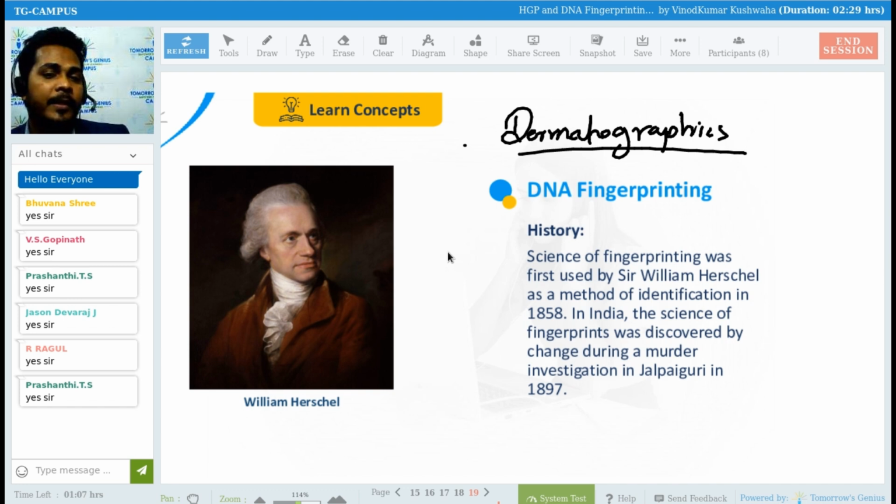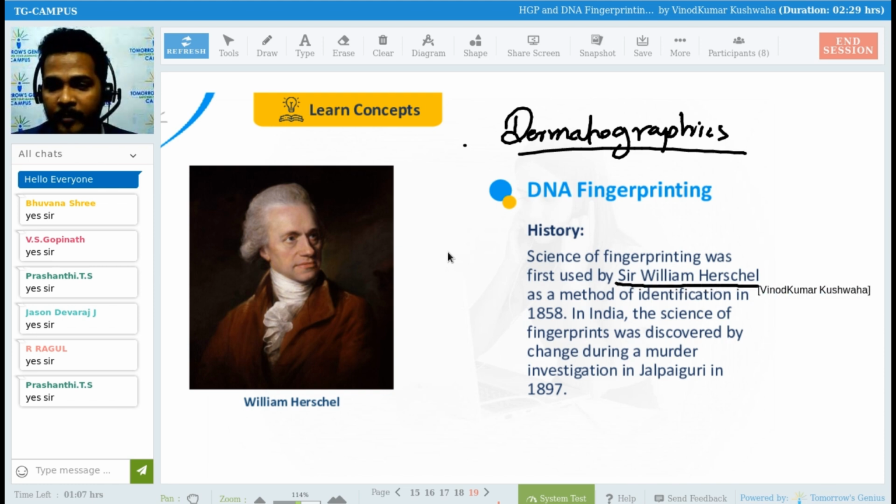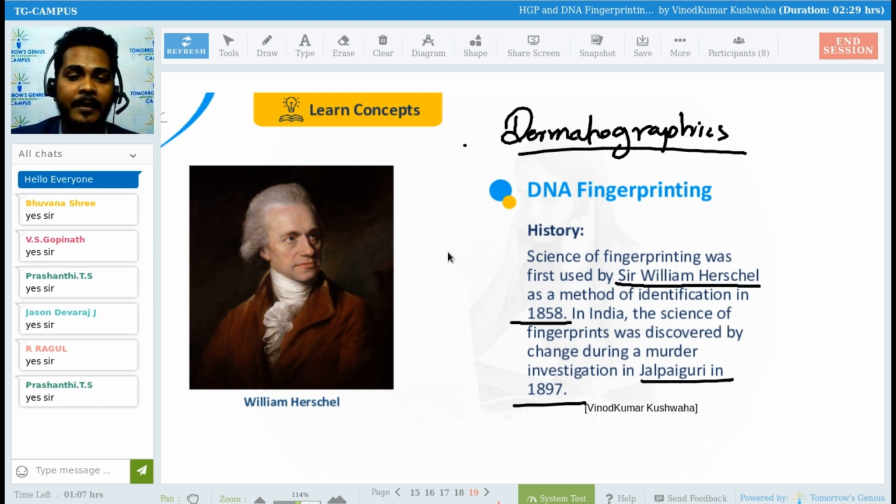The science of fingerprinting was first used by Sir William Herschel as a method of identification in the year 1858. In India, the science of fingerprinting was discovered by chance during a murder investigation in Jalpaiguri in the year 1897.